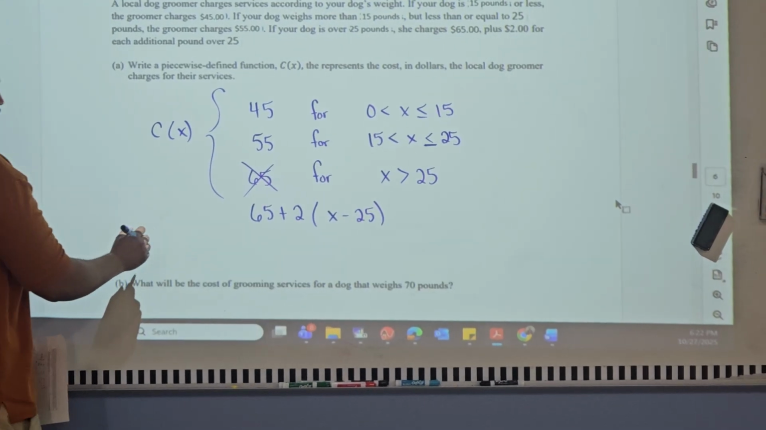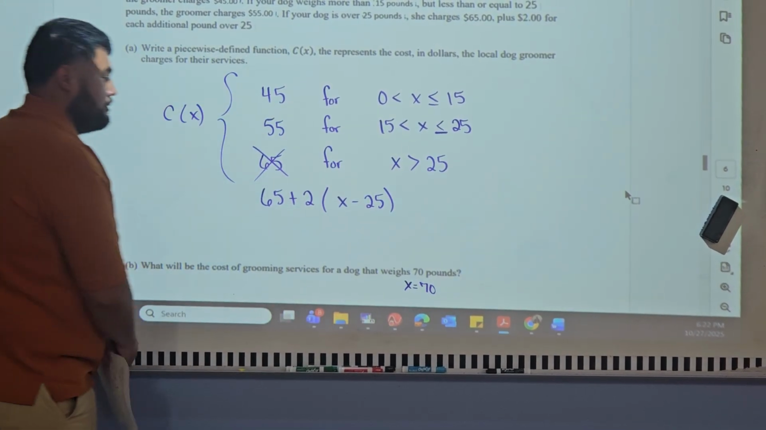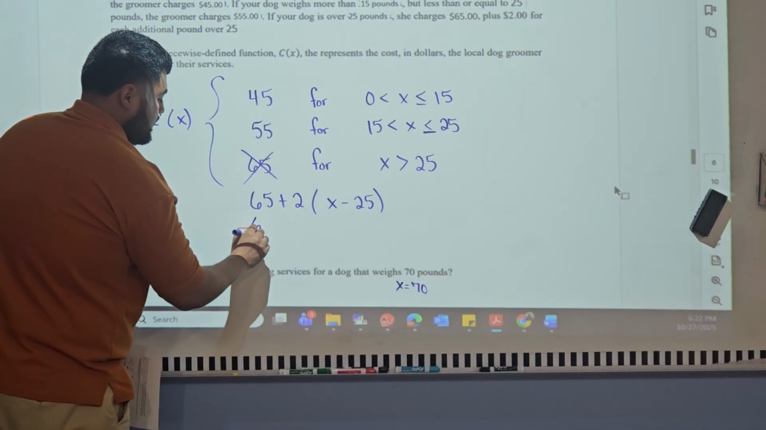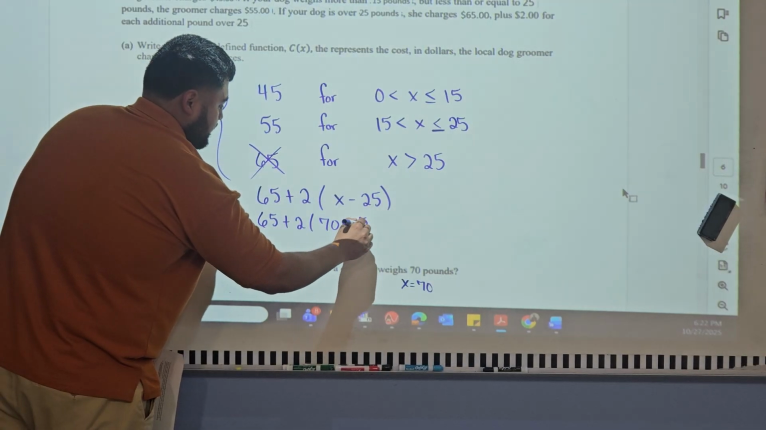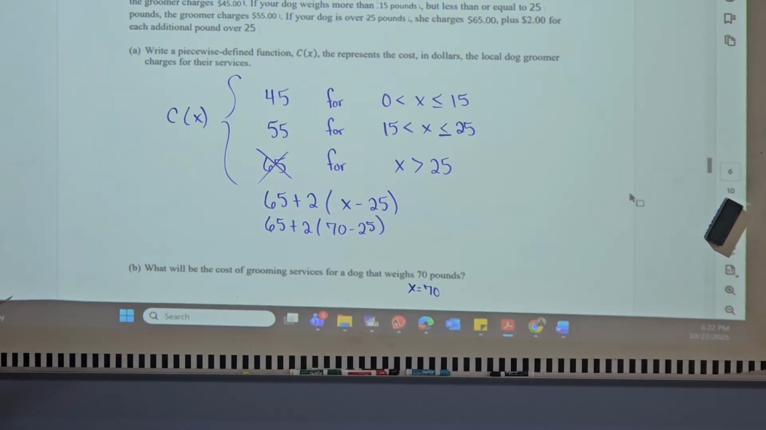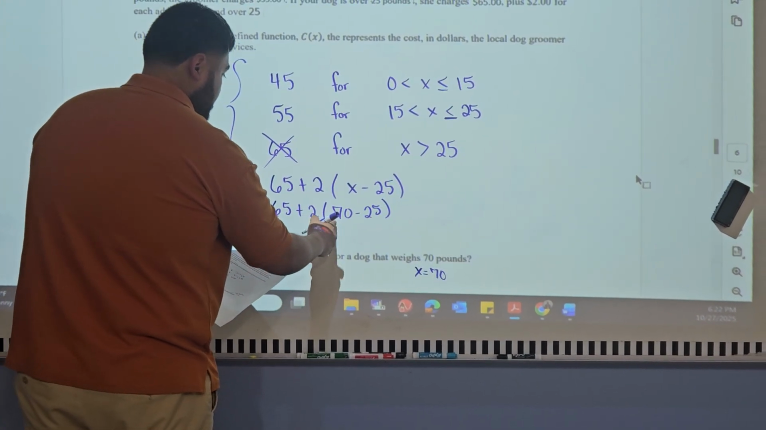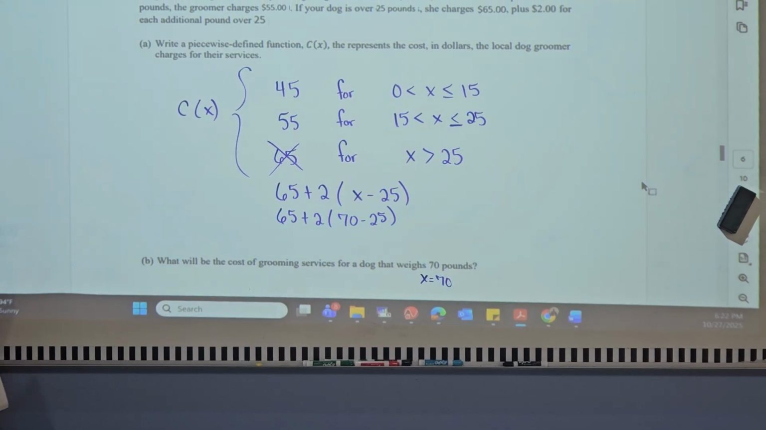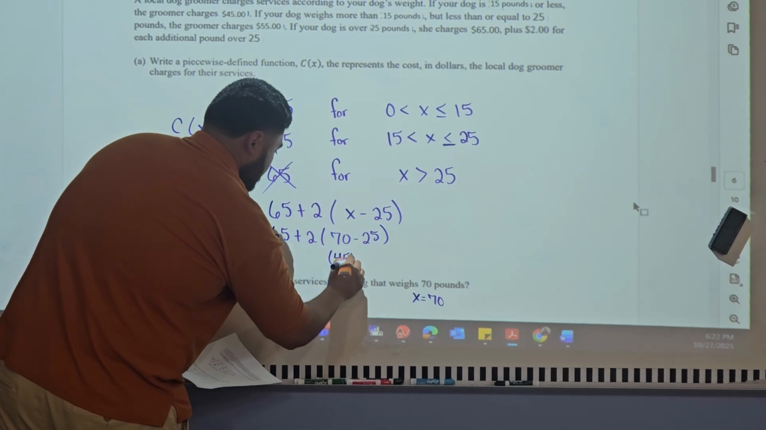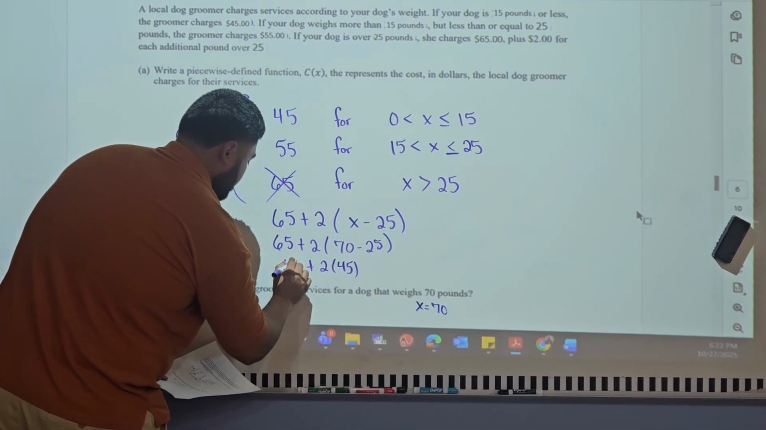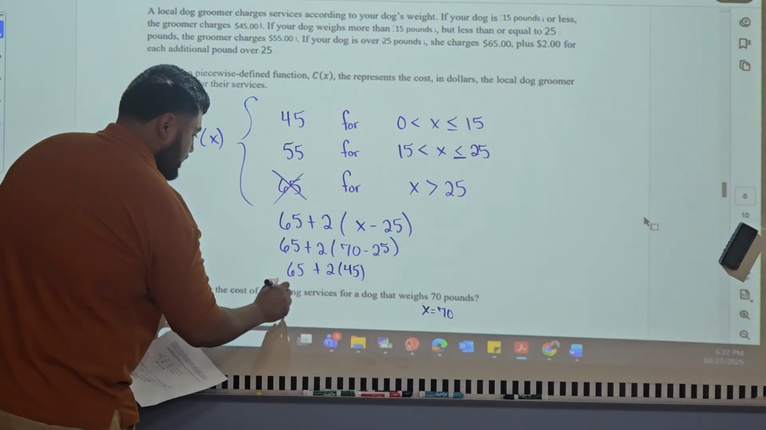So all I'm going to do now, x here equals 70. So let's put in our input, 65 plus 2 times 70 minus 25. And then from there, just solve for it. 70 minus 25 is, what is it? 25 plus 25 is 50. 45. Thank you, little man. 45, and then times 2. So now you have 45 times 2, that's 90, plus 65 should be 155.